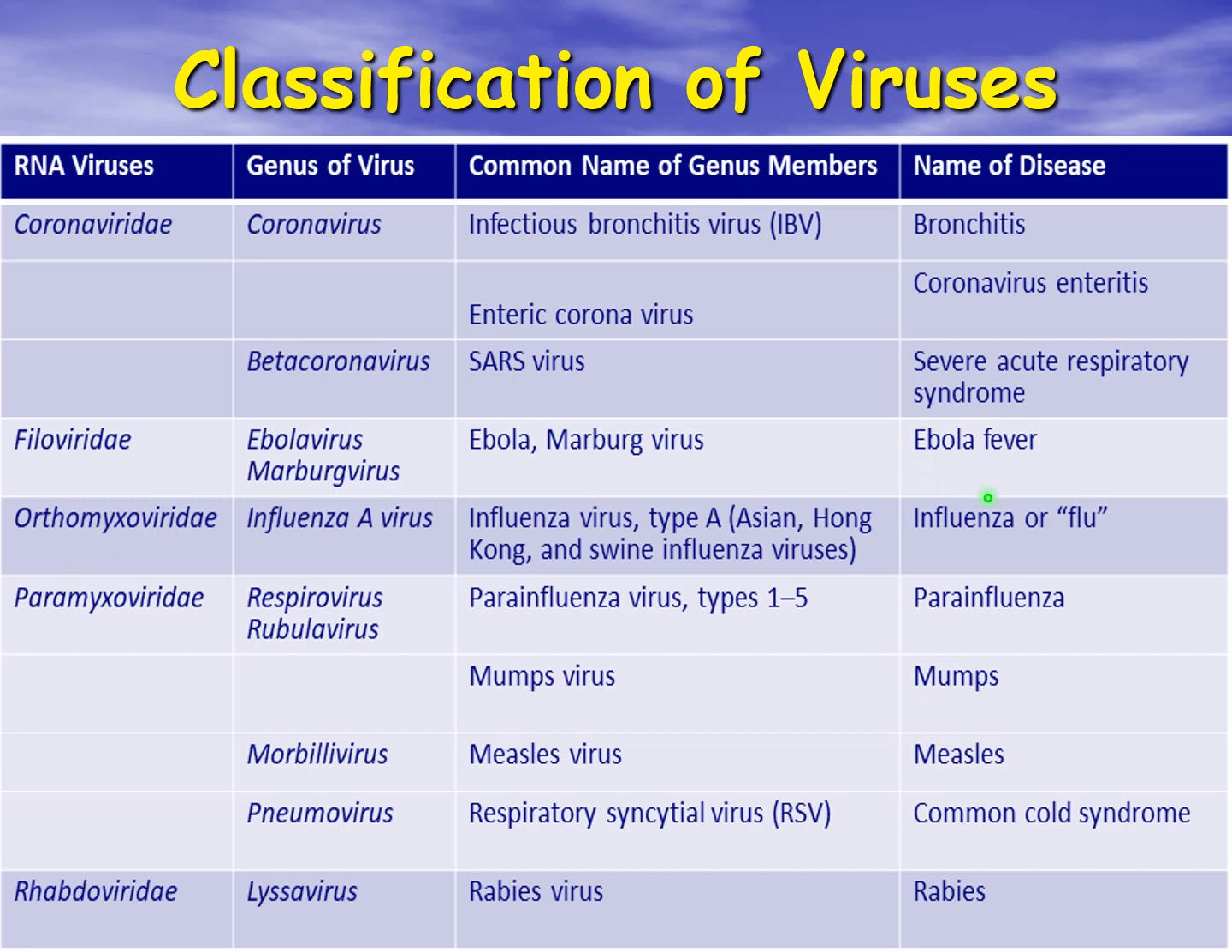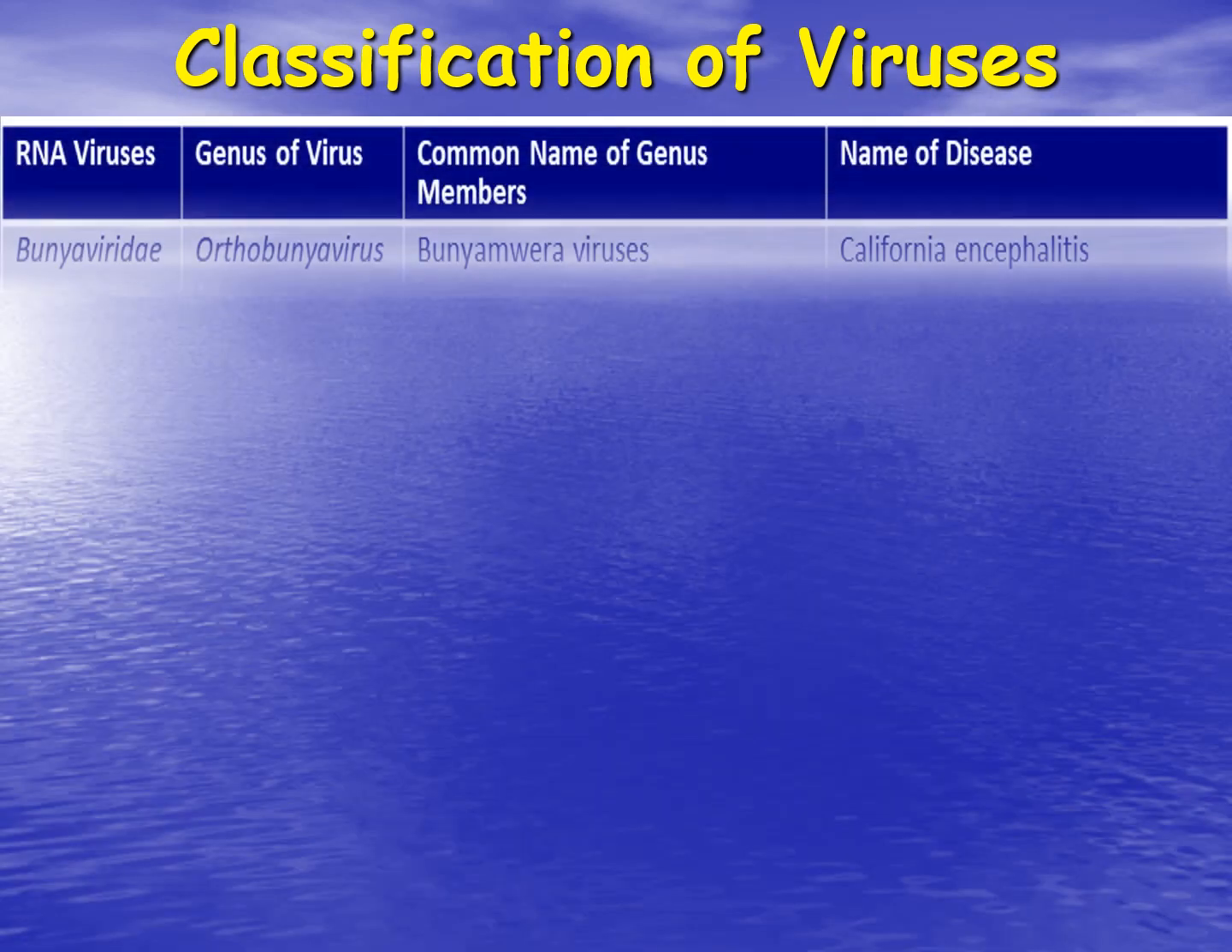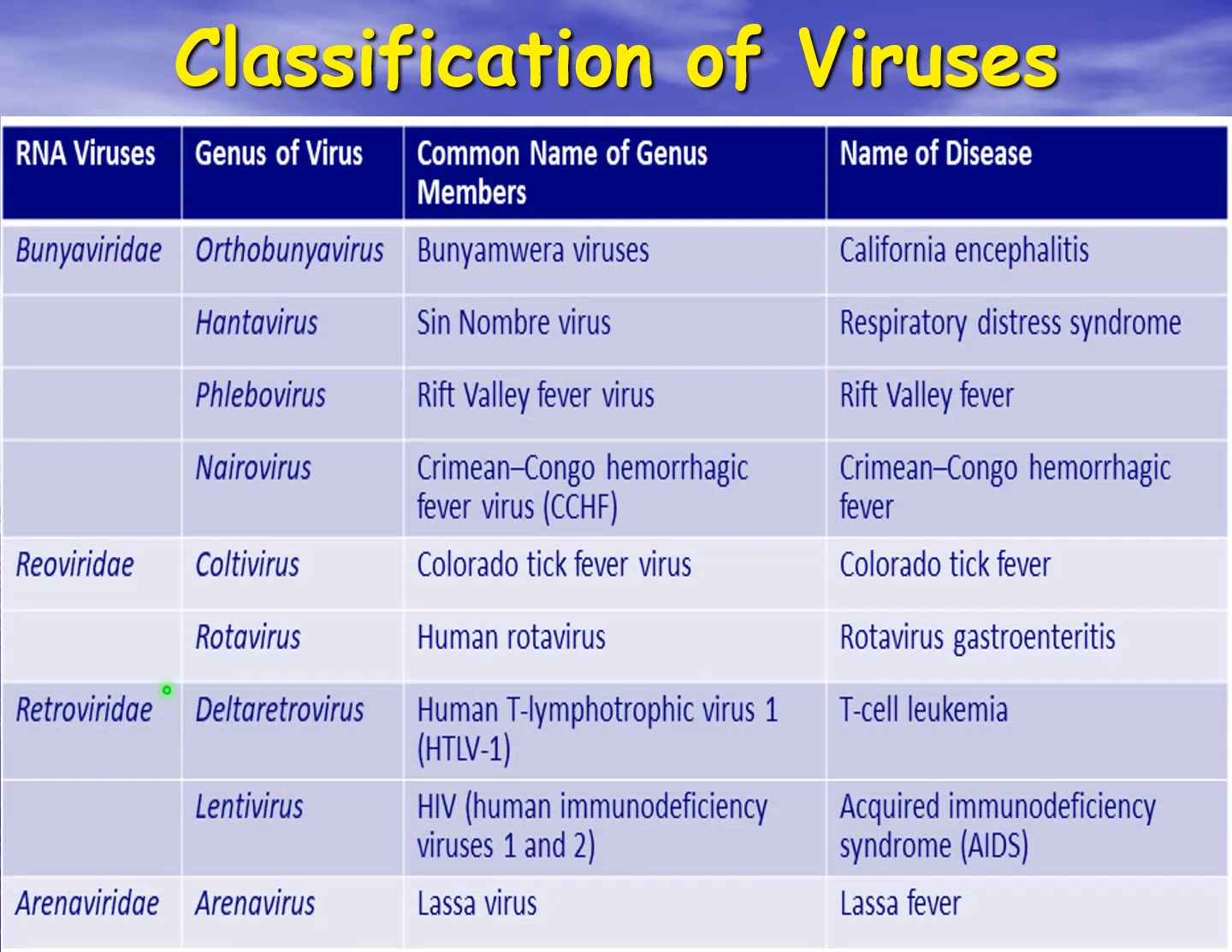The Orthomyxoviridae family, these are your influenza viruses. The Paramyxoviridae family includes parainfluenza virus, the mumps virus, and the measles virus, as well as the respiratory syncytial virus, which is one of the common cold viruses. Now, the Rhabdoviridae family is the one that contains rabies virus. Of the Bunyaviridae family, I will just simply mention the Crimean-Congo hemorrhagic fever virus. The reason I mention this is because it is actually a new emerging disease in tropical regions, and it is becoming a larger concern around the world at this moment.